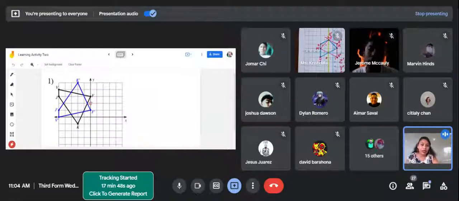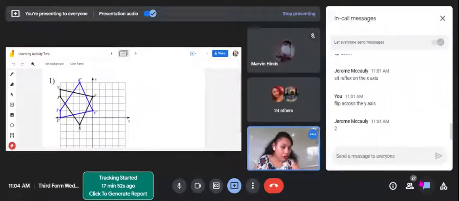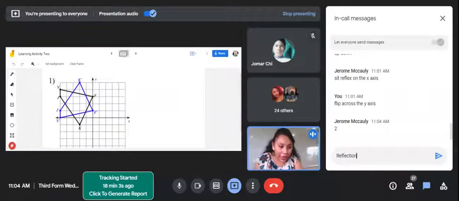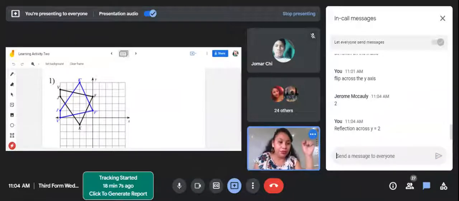So what number is this one? It's positive 2. So what you are going to write for this question is reflection across y is equal to 2. That is going to be the answer for this question, because the reflection is happening right on that line.